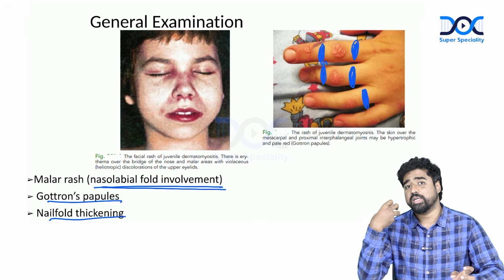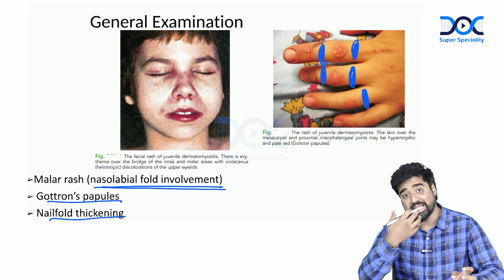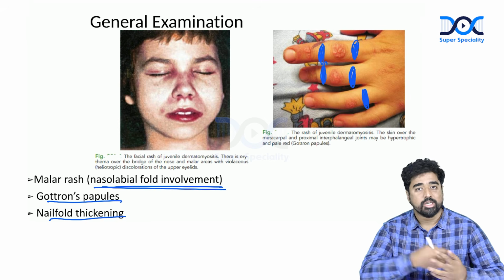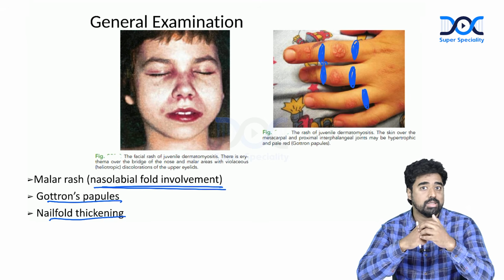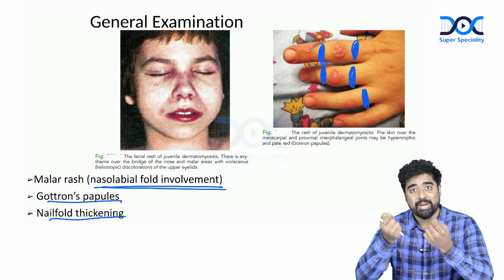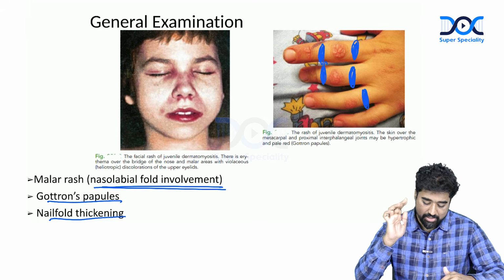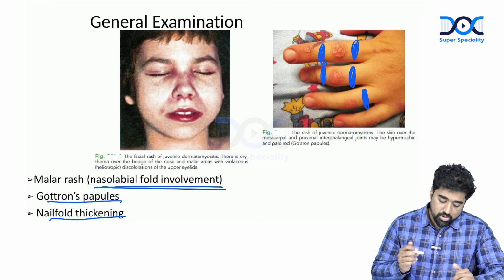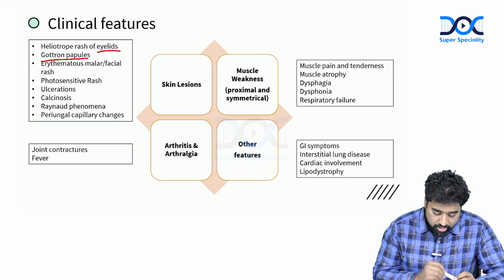It's violaceous. It is usually periorbital, and can or mostly does involve the nasolabial fold, while Gottron's papules involve the knuckles, they spare the interphalangeal areas, they are papules, they are erythematous, they are flat topped, etc. They can be hypertrophic, pale red, etc. Right, so this is about the rash of the eyelids and the Gottron papule.